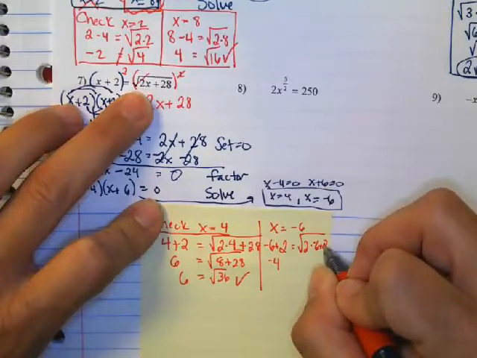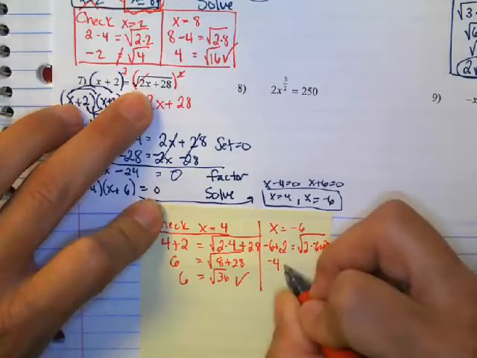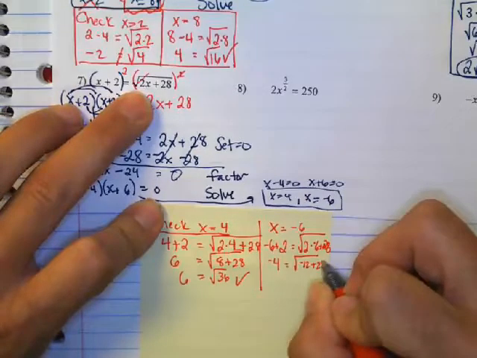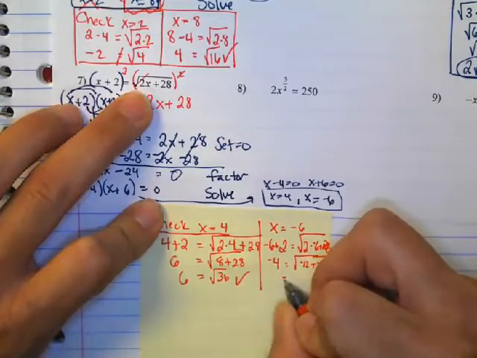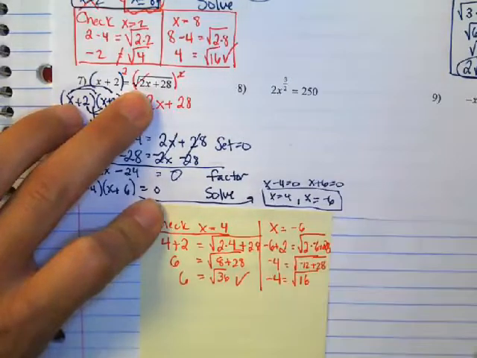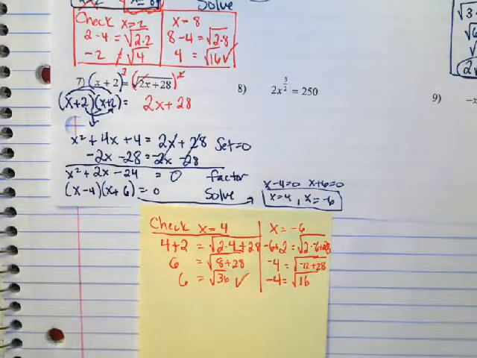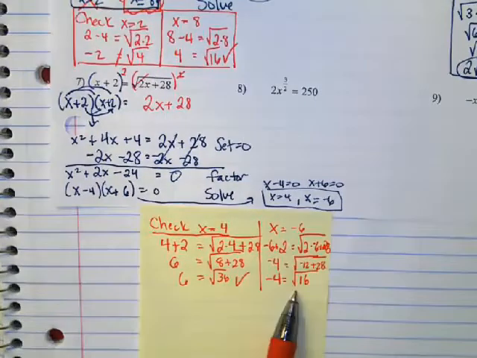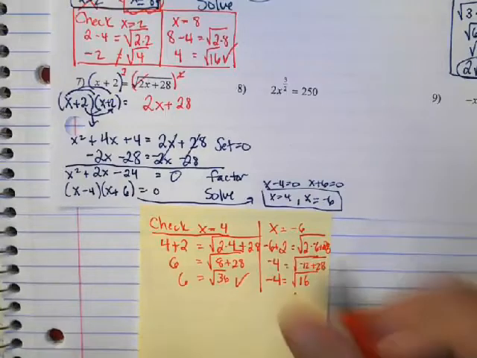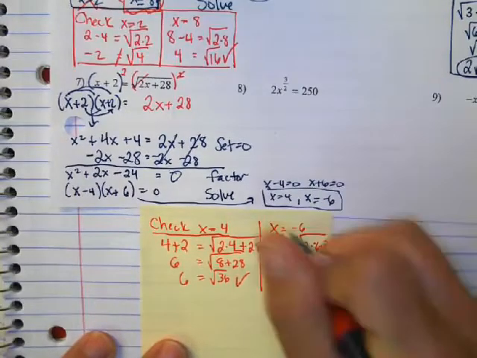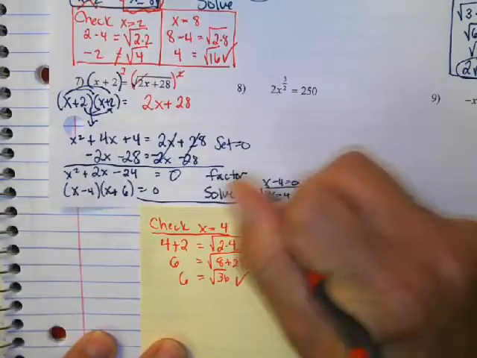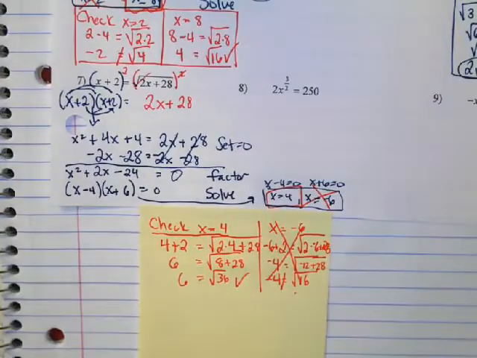Negative 12 plus 28. Running out of room here. And negative 12 and 28 make the square root of 16. Square root of 16 cannot be a negative number. Now the reason this cannot be a negative number is because you're not solving here. You're just simply plugging in a number and checking it out. So this does not come out to be equal, which means that negative 6 cannot be an answer. So your only true answer is x equals 4.